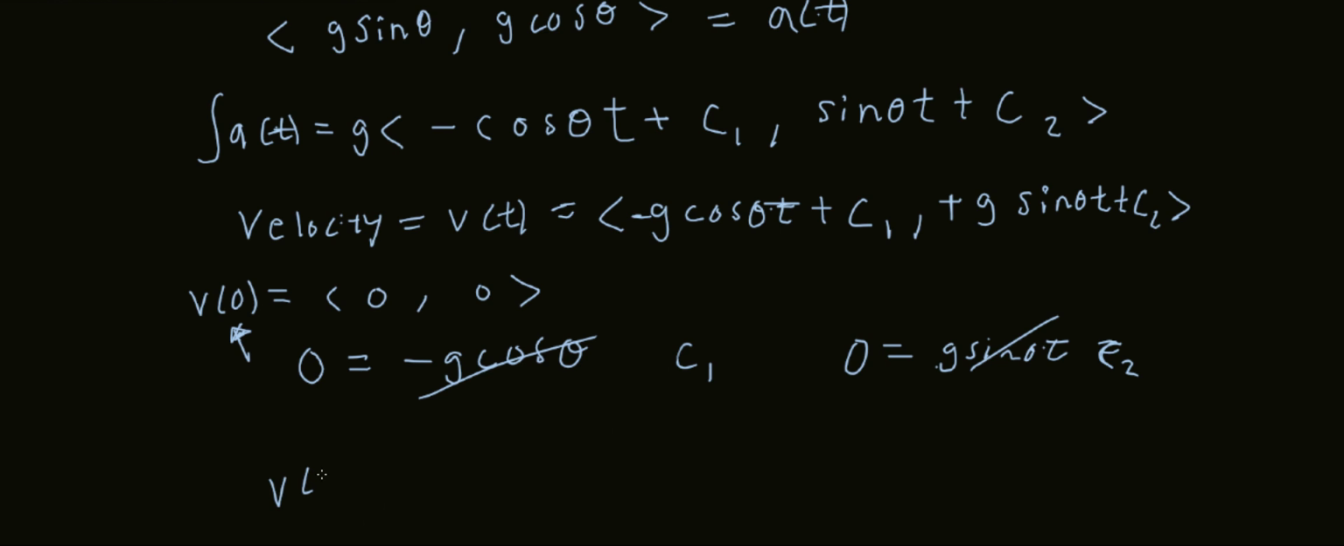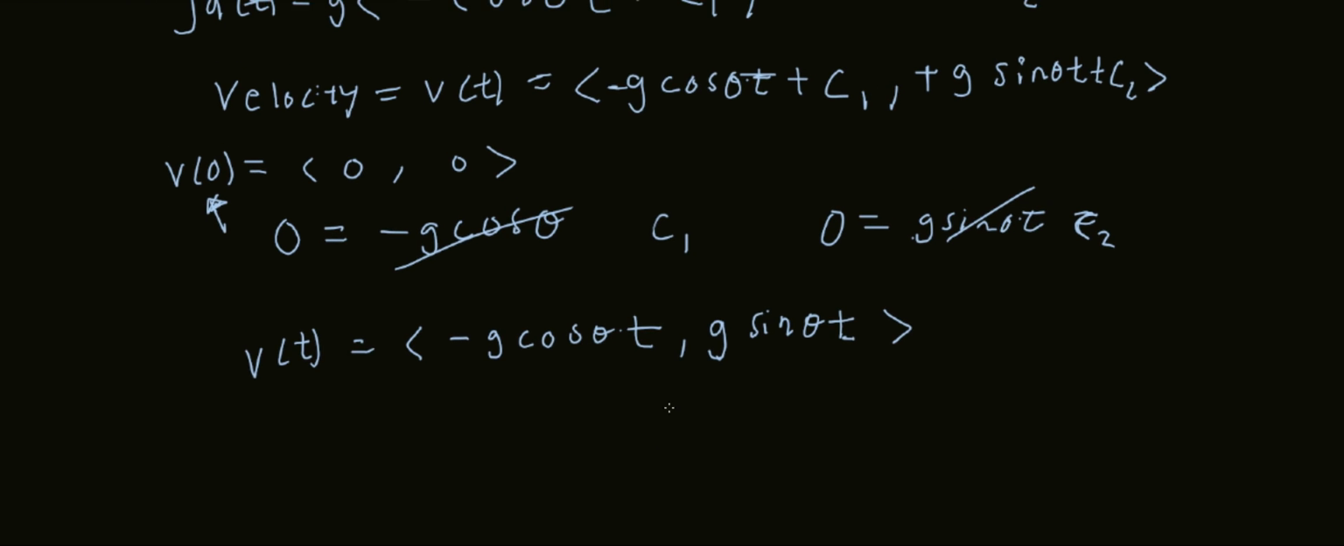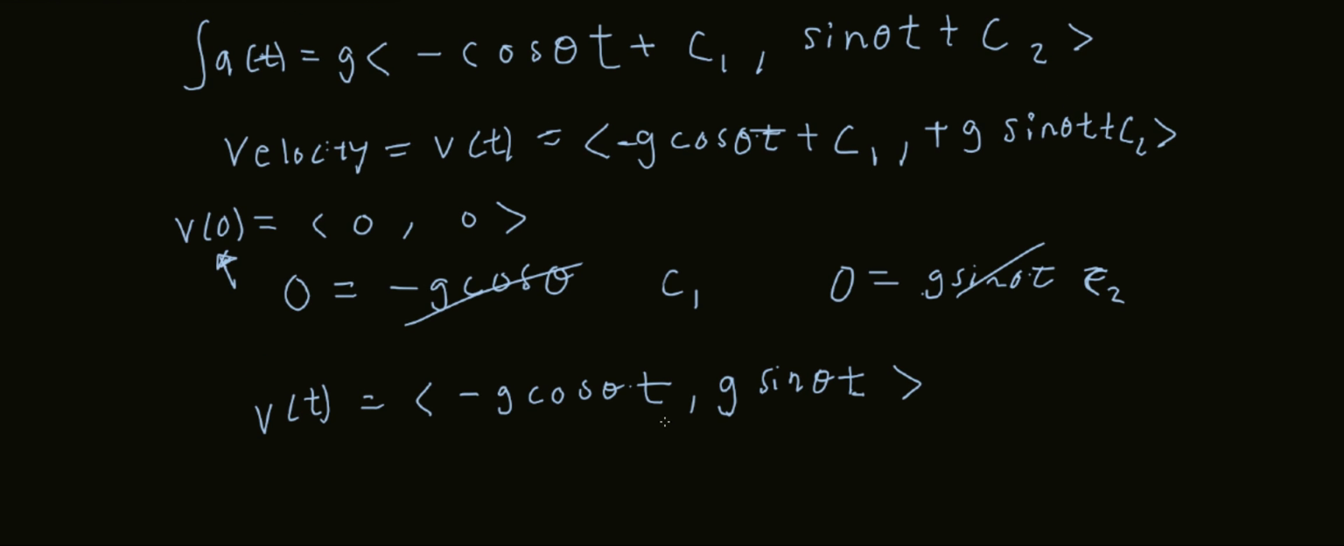So the new velocity after equating is just negative g cosine theta t plus g sine theta t. Now we have this, okay?